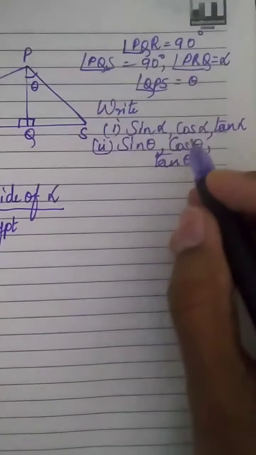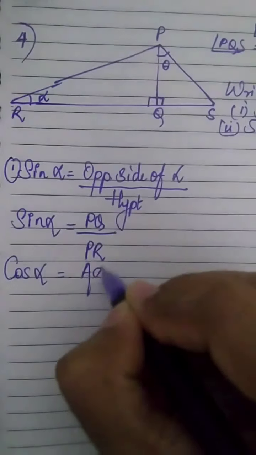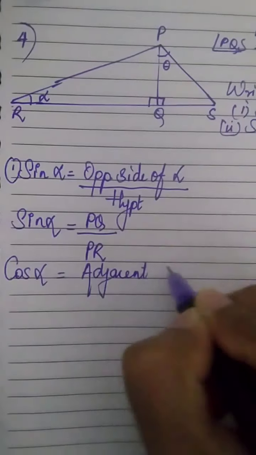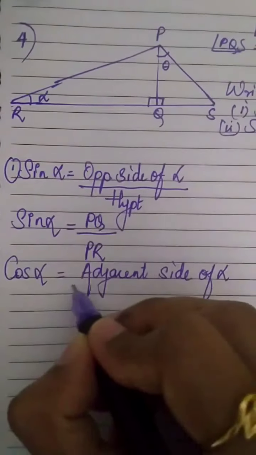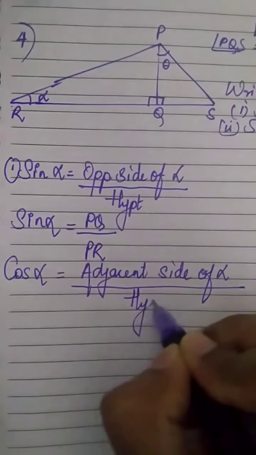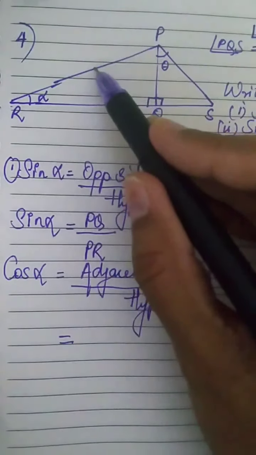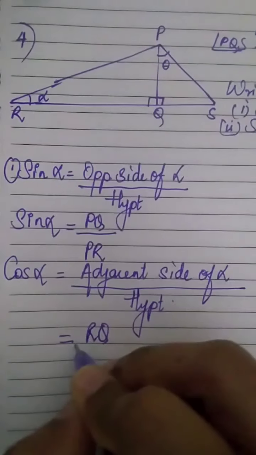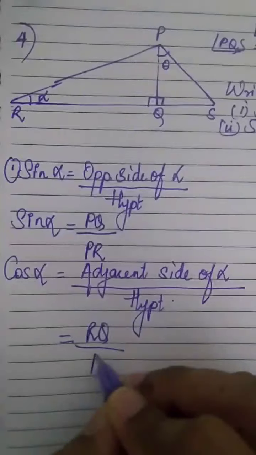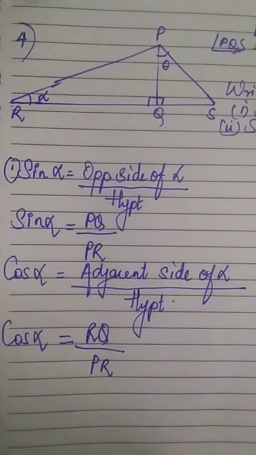Okay. Coming to the next one, cos alpha. After sine alpha, they are asking cos alpha. Cos alpha is equal to adjacent side of alpha upon hypotenuse, which is equal to, now alpha's adjacent side. Don't take this. This is the hypotenuse. So adjacent side is RQ. RQ upon hypotenuse PR. So we got cos alpha as RQ upon PR.